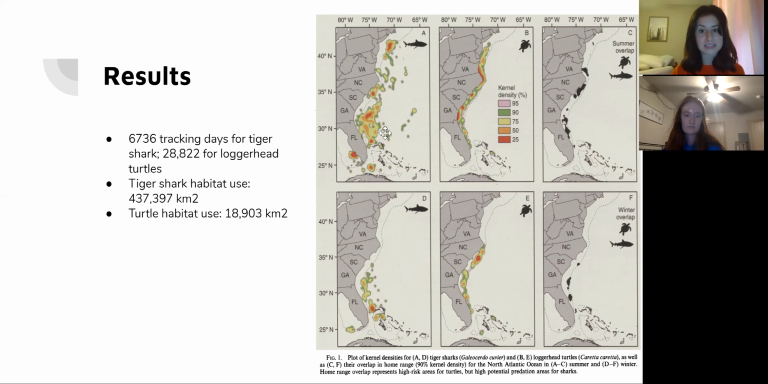So you can even just see in this top left graph how much more habitat the tiger sharks are using than the sea turtles right next to them. And the sea turtles did use significantly less, with only 18,903 kilometers squared of area.